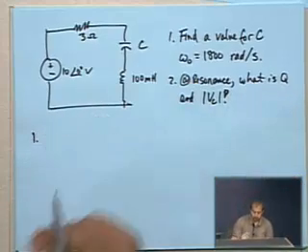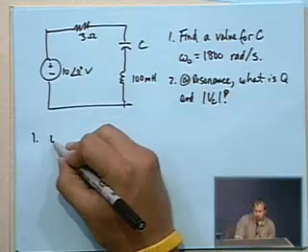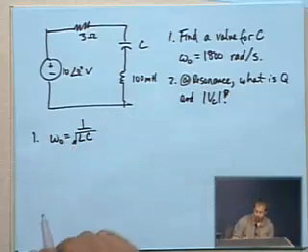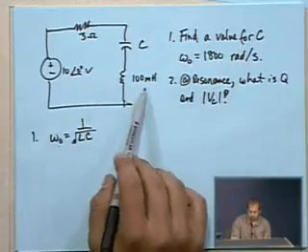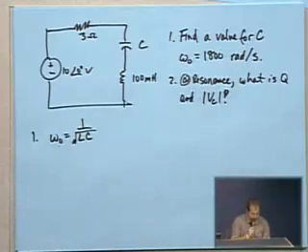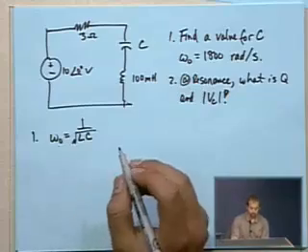So, first part is just simply working with the formula that we have. We know that omega naught equals 1 over the square root of LC. We have omega naught, it's 1800. We have L, it's 100 millihenries. We want to solve for C. We just start doing the work and hoping that we don't screw it up.